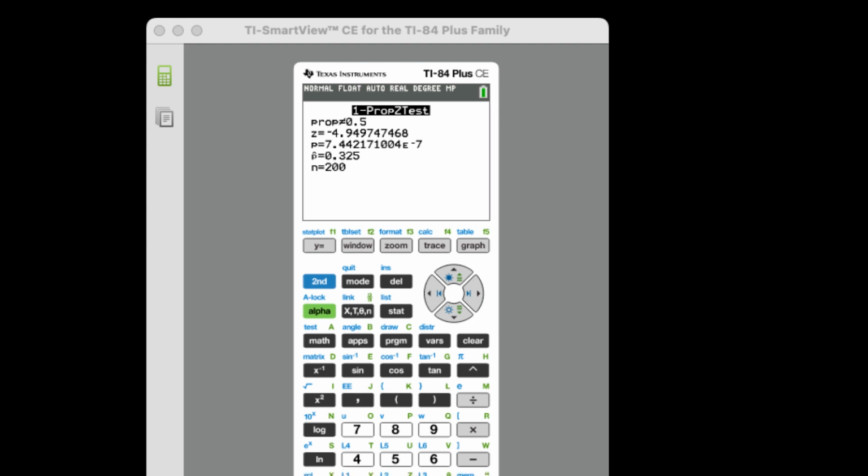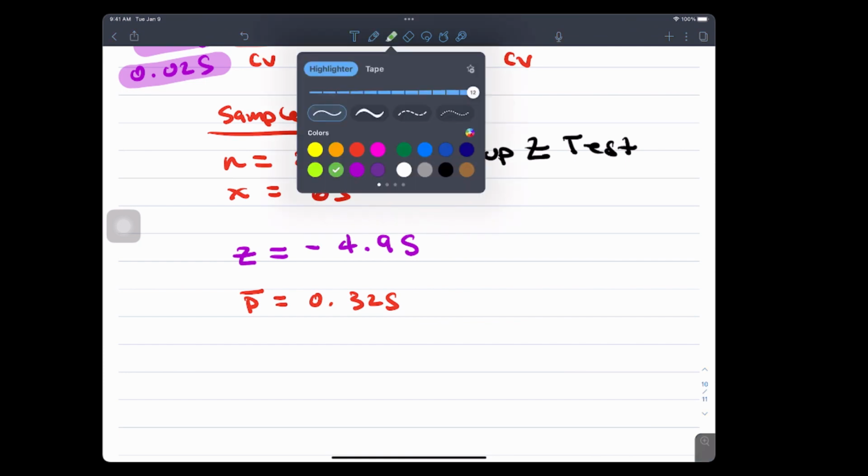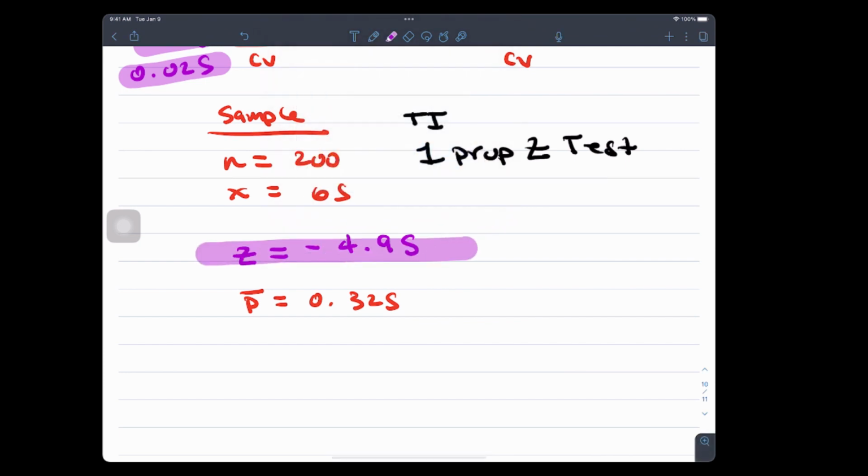Do you guys want to know what the sample proportion is, by the way? It's going to be 0.325. Do you guys see it down there? It's second to the last. That's the sample proportion, 32.5%. Okay? So now, ladies and gentlemen, this is my test statistic right in here. This is what we did. We use the sample information to compute a test statistic.